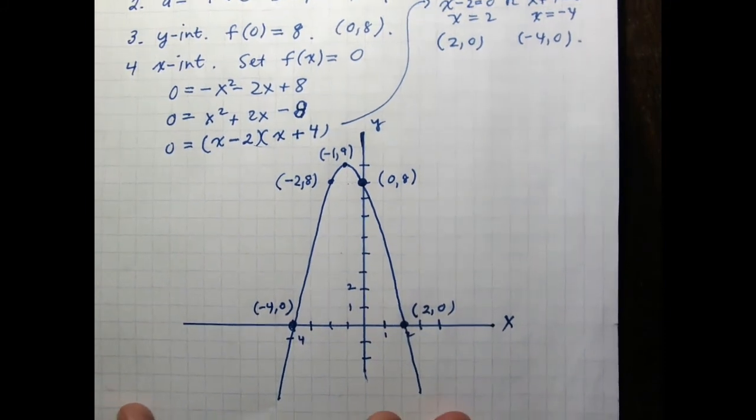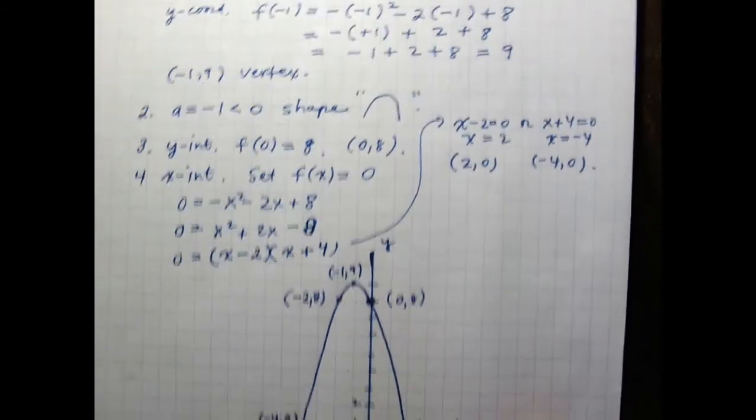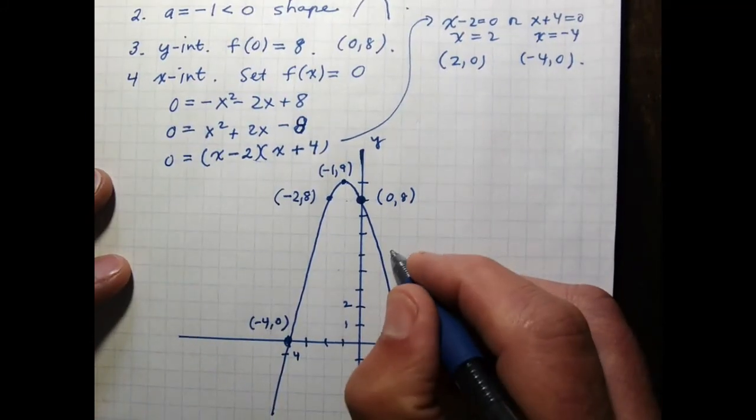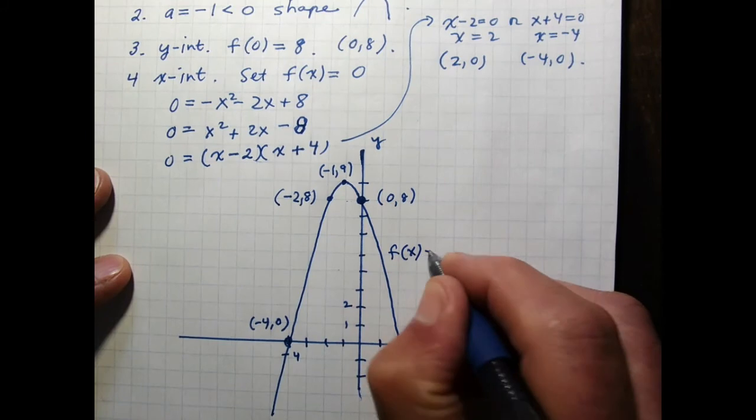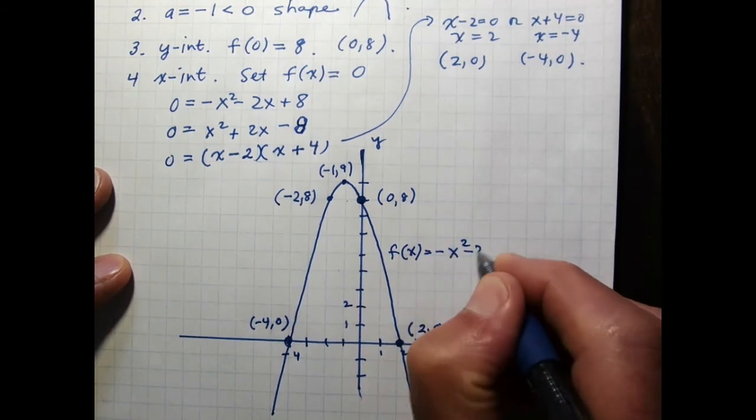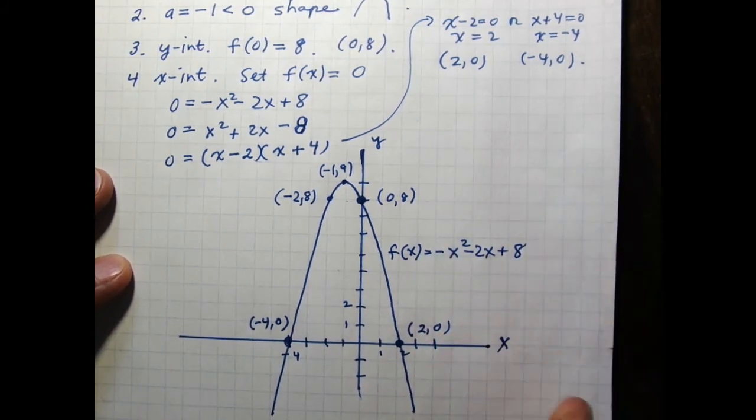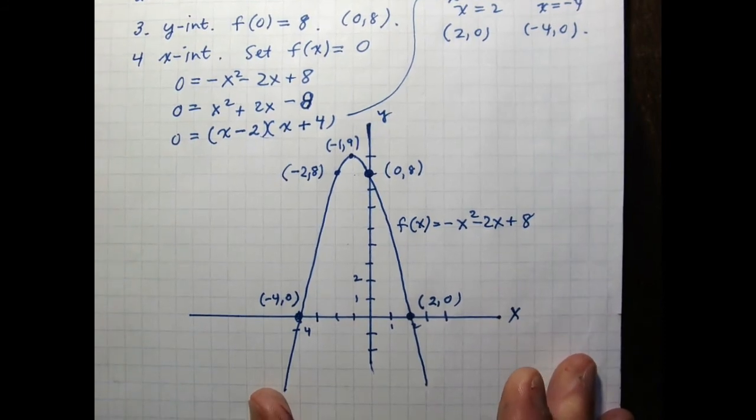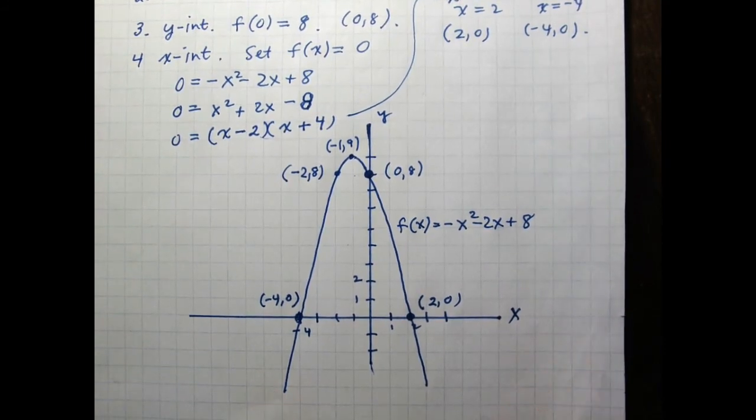All right, so we got a graph of, let me just recopy the equation here. f of x equals minus x squared minus 2x plus 8. So a nice straightforward kind of example. And next we're going to start working on the applications problems.